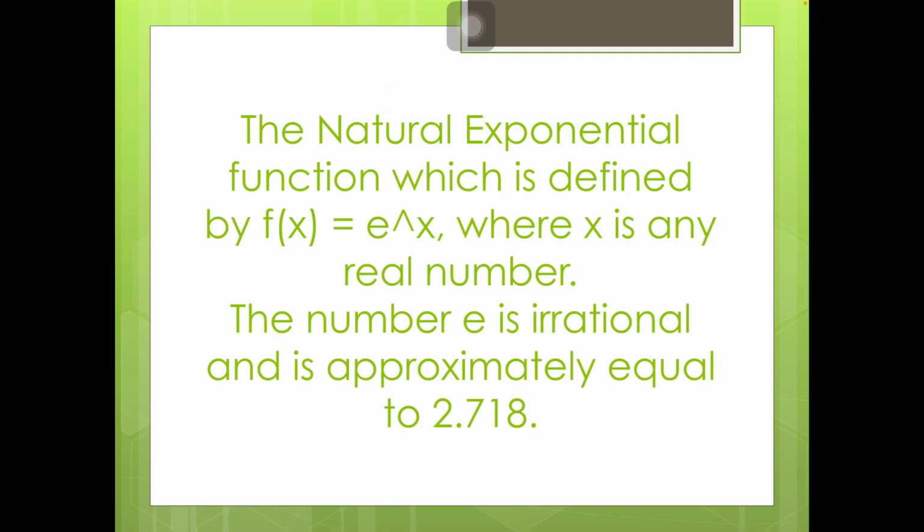For the natural exponential function, which is defined by f of x is equal to e raised to x, where x is any real number, the number e is irrational and is approximately equal to 2.718. So if you're going to try that on your calculator, press shift or just the e button and the value will be 2.718.